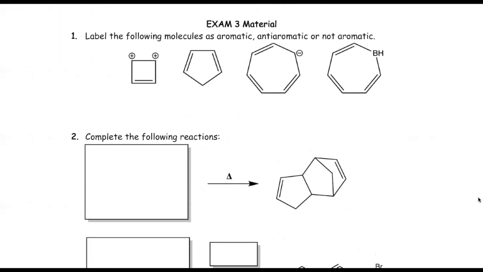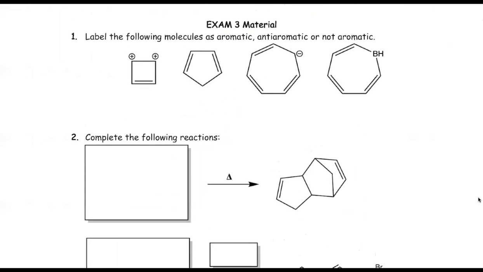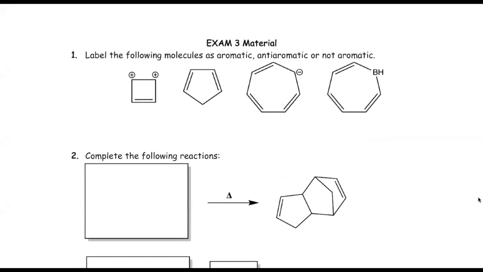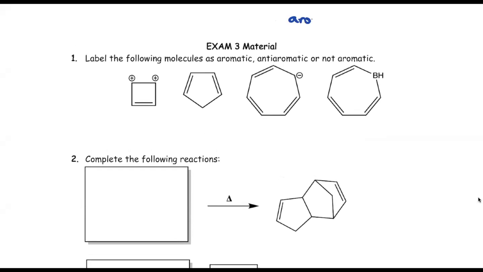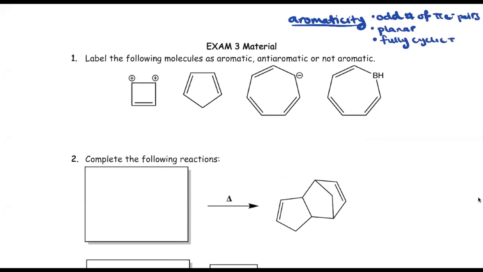And we start off with a question about aromaticity. So label the following molecules as aromatic, anti-aromatic, or not aromatic. Cool. Remember that your criteria for aromaticity are going to be that you need to have an odd number of pi electron pairs, or a Huckel number, whatever you want to call it. You're planar. You're fully cyclic pi system. And your ring has all sp2 atoms.